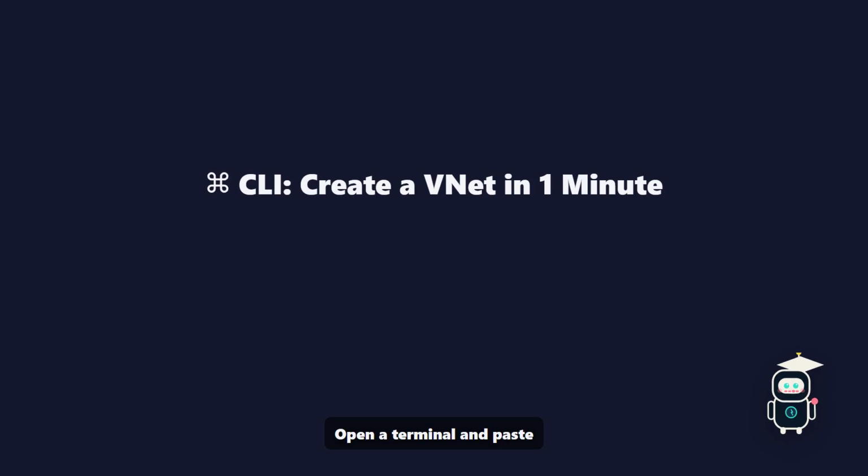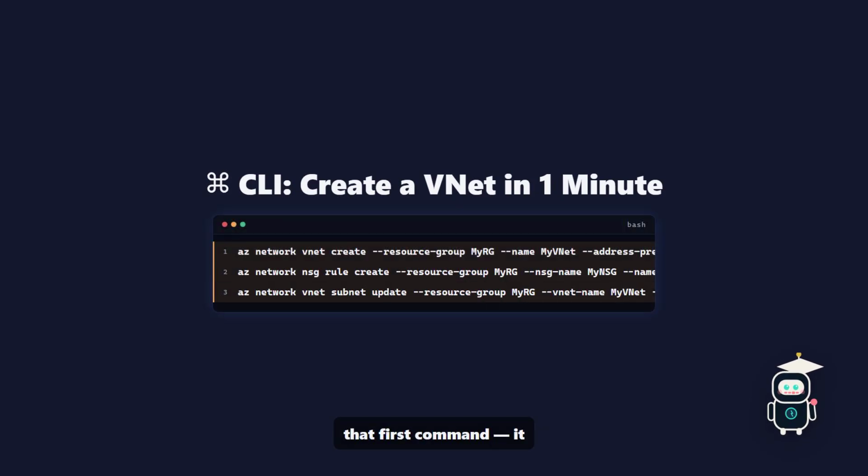Open a terminal and paste that first command. It spins up a fully functional VNet with one subnet. The address prefix is the private IP block. It must be from the RFC 1918 ranges like 10.0.0.0/8.